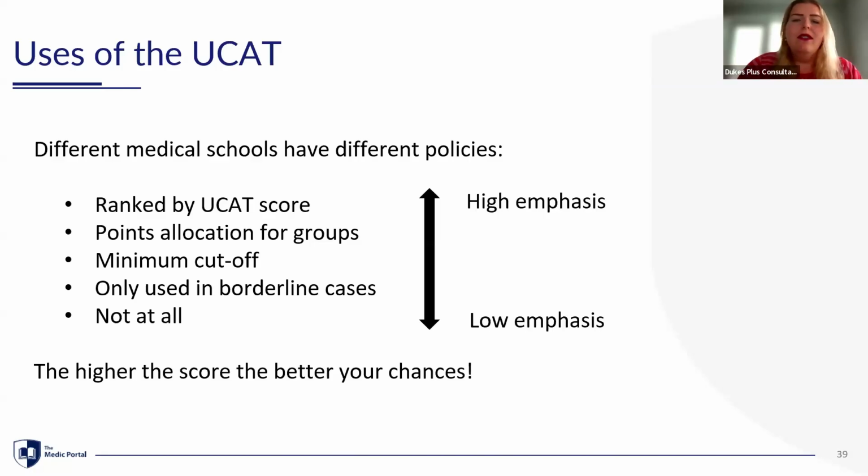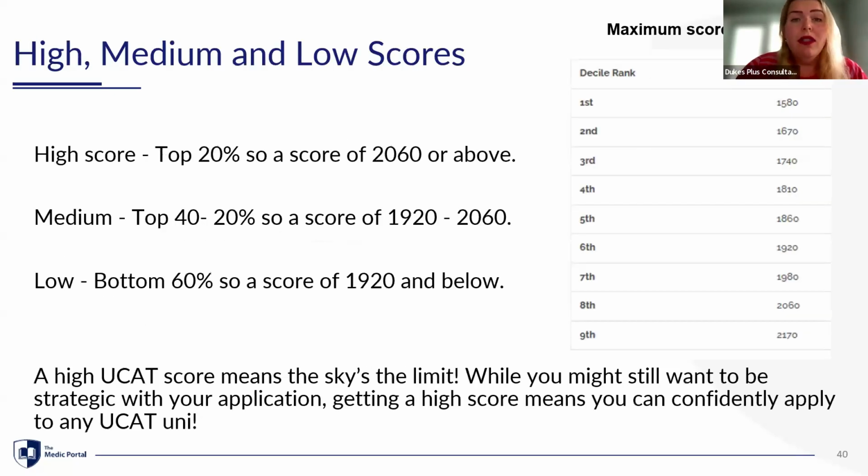So you can see here there is a clear difference between those which have high emphasis and those which have low emphasis. Ultimately, the higher the score that you have, the better. And essentially, if you have a really, really good score, then you're probably going to want to look at universities that favour the UCAT because you'll have a more compelling and competitive application.